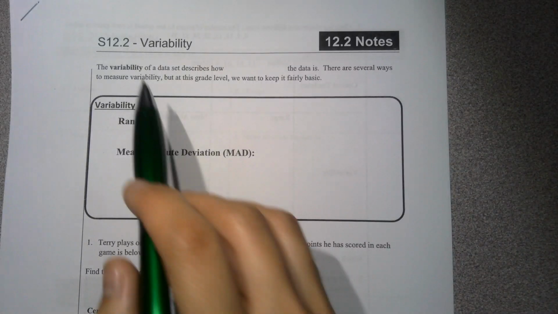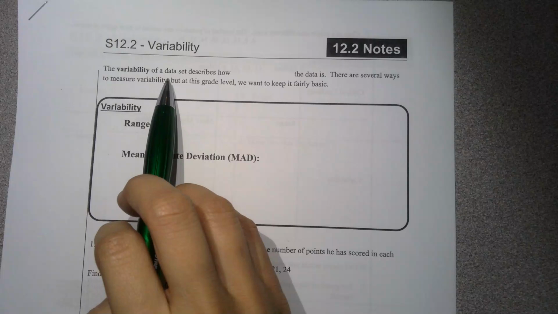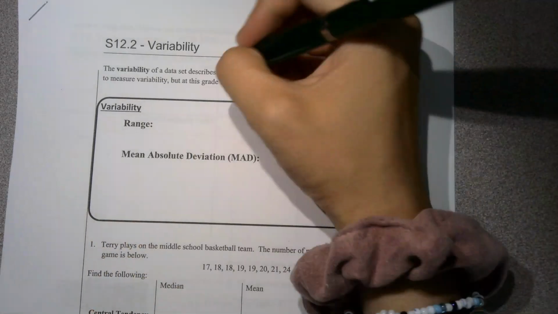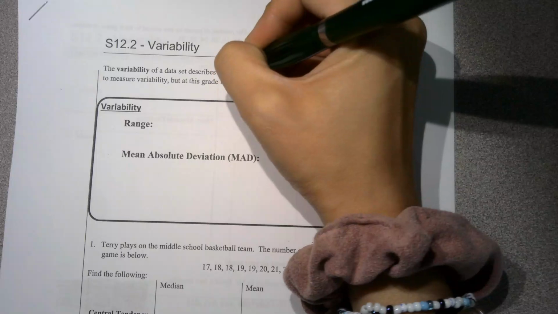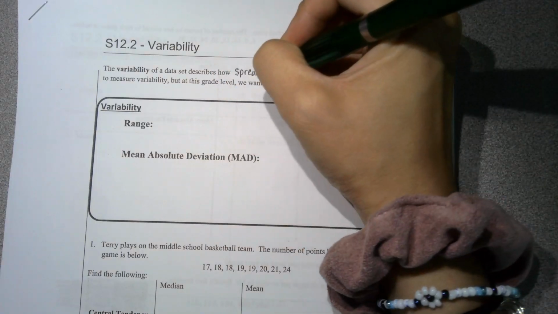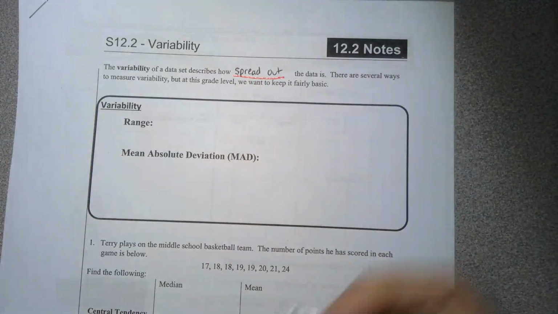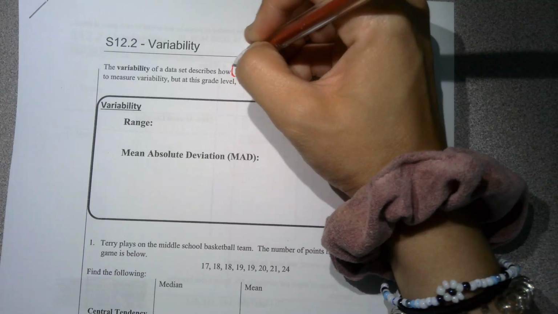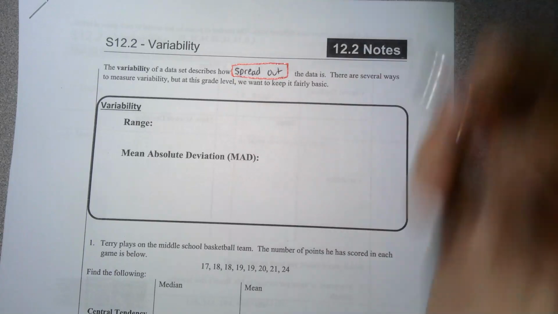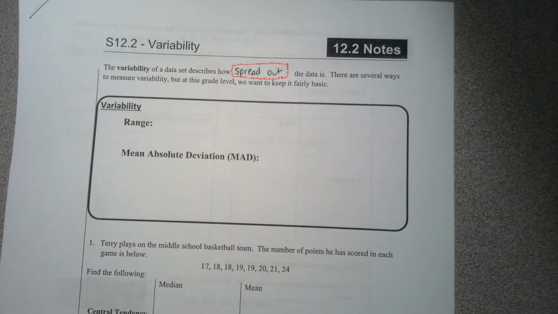So today we're going to talk about variability. The variability of a data set describes how spread out the data is. There are several ways to measure variability, but at this grade level we want to keep it basic. So range we talked about last class.